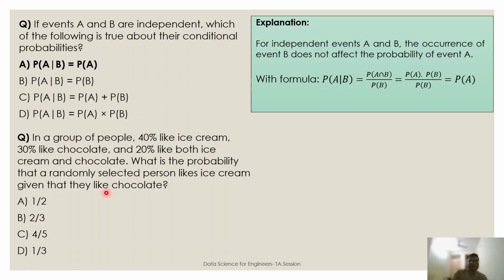Another thing, this is a common question asked in the probability subject. If in a group of people, 40% like ice cream, 30% like chocolate, and 20% like both. Both means it's an intersection between ice cream and chocolate. What is the probability that a randomly selected person likes ice cream given that they like chocolate? So this is the conditional probability statement.